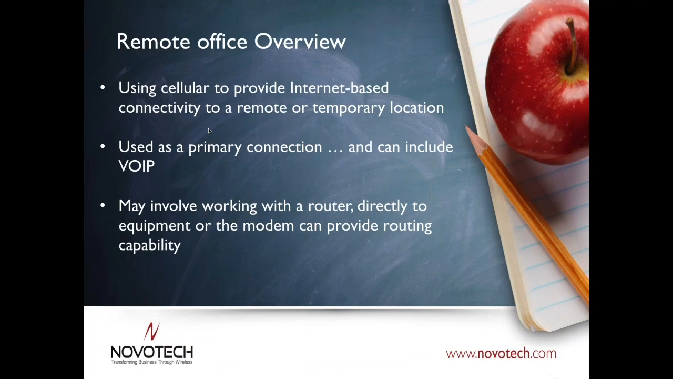As mentioned, today we're covering the remote office application. As the application name sounds, we are using cellular-based connectivity to provide a primary connection for a remote or temporary location. In some extreme cases where cellular connectivity is not available, we could often use satellite for this, although it does limit the application very much in terms of what you can do with a smaller amount of bandwidth or the higher cost per megabyte, depending on what's available. As I mentioned, it's using the connection as a primary connection to the internet, and this often includes voice over IP traffic for some customers.